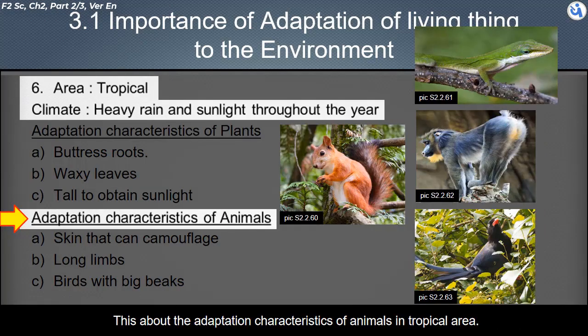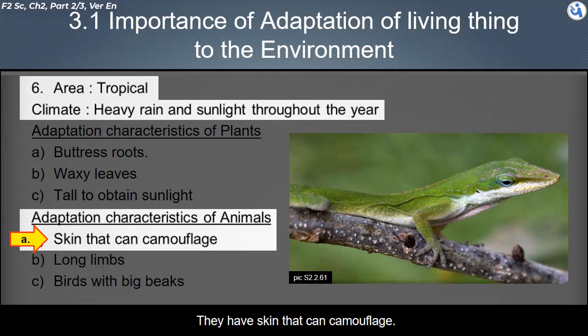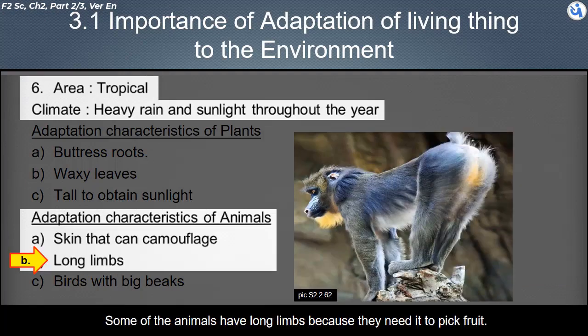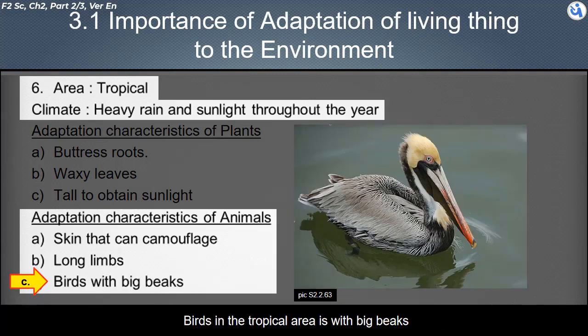This is about the adaptation characteristics of animals in tropical areas. They have skin that can camouflage. This prevents them from being preyed on by others. Some of the animals have long limbs, because they need them to pick fruit. Birds in the tropical area have big beaks.